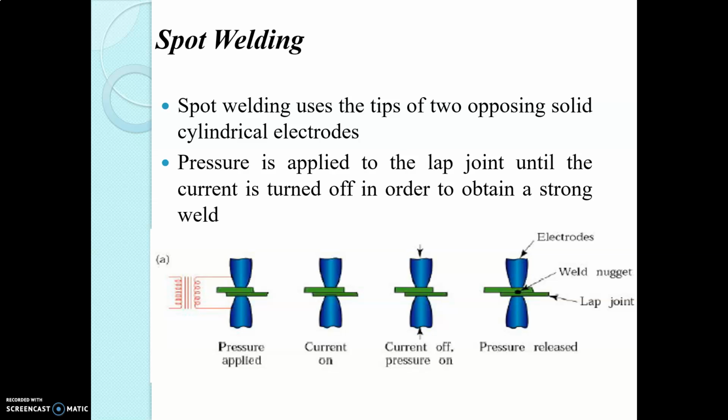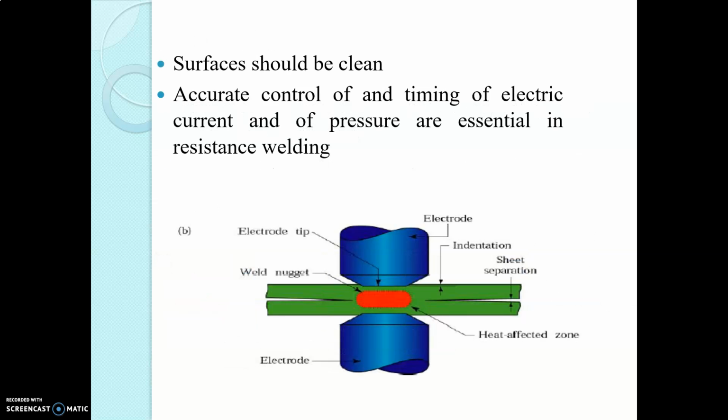Spot welding is generally used for ferrous and non-ferrous alloys, and it is widely used in the manufacturing of automobiles, refrigerators, and other metal stamping assemblies. The schematic diagram for this spot welding is also shown.